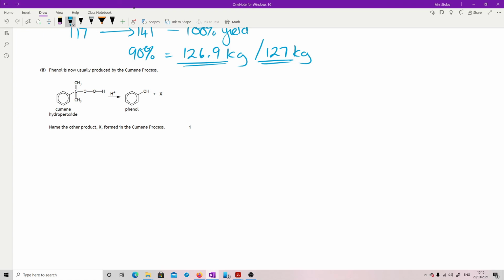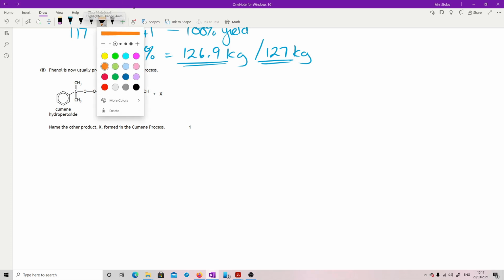Last question. Phenol is usually produced by the cumene process. We've got cumene hydroperoxide, which gives us phenol. We've got hydronium ions here, but you'll notice that over the top of the arrows, they're being used as a catalyst, so they're not part of the final product set. Name the other product formed.